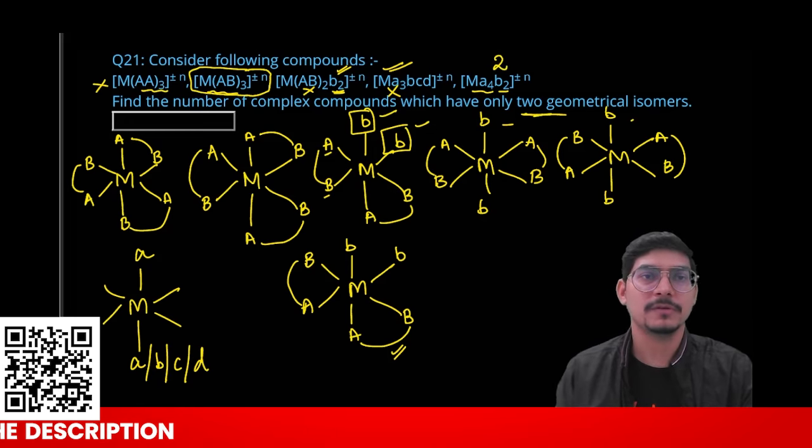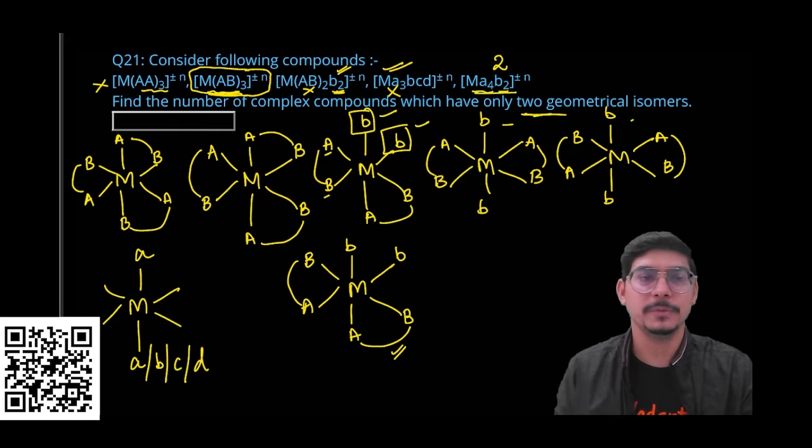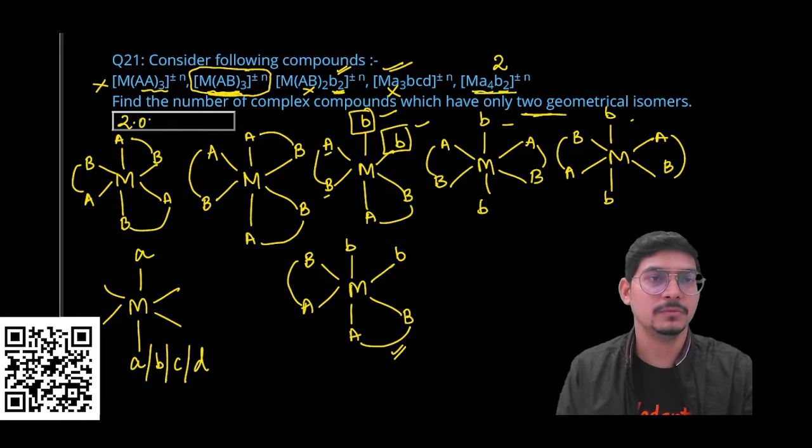So in total, the number of complex compounds that have 2 geometrical isomers is MAB3 and MA4B2. Hence the correct answer to this question would be 2.00.